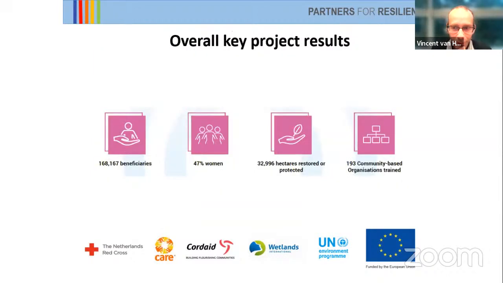So you can see here that we have reached so far 168,000 beneficiaries, being 135% of our target, of which 47% women. We have almost achieved 33,000 hectares of restored or protected land, being 132% of our target. And we have trained 193 community-based organizations, being also approximately 150% of our targets.